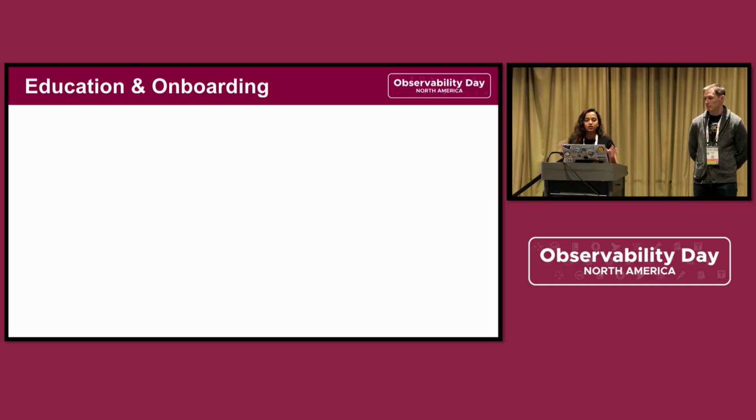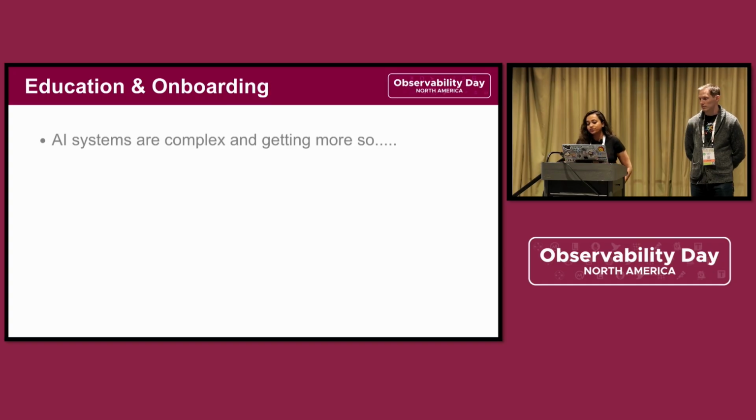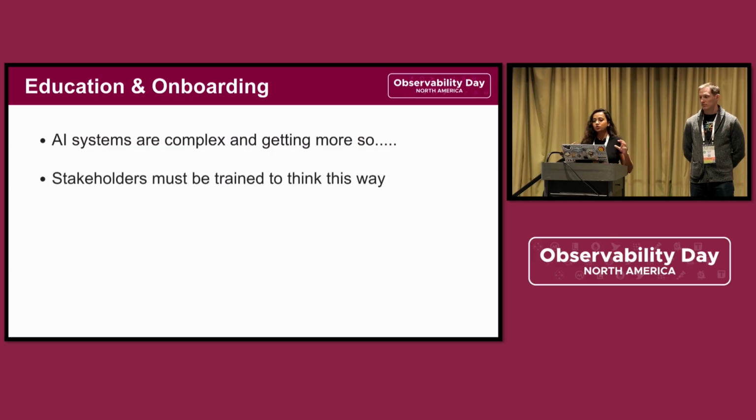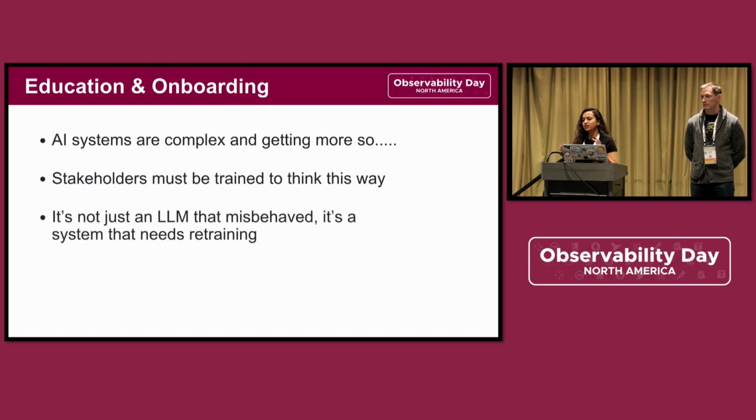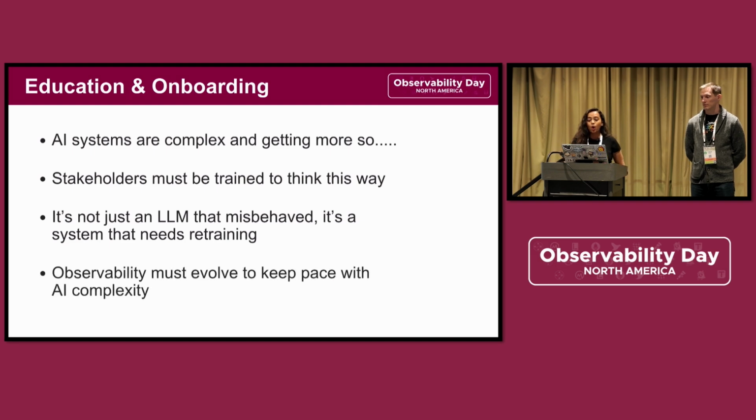This is messy right now. Things are developing. And the whole point of the talk today was initiating the conversation and understanding how this is an organizational problem. So what can we do? AI systems are complex. It is going to get more complex. We need stakeholders to know about what's happening. Different stakeholders must be trained to think this way. It's not just an LLM that misbehaved. It's a system that needs retraining. And observability must evolve to keep pace with AI complexity.